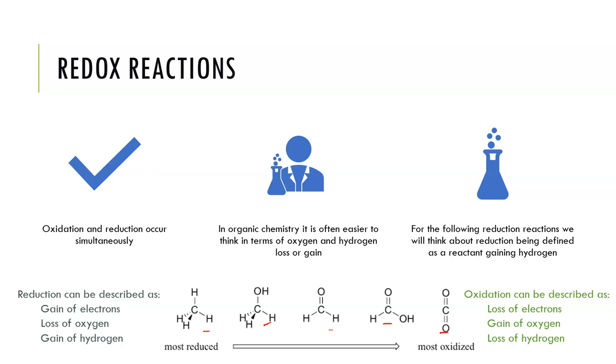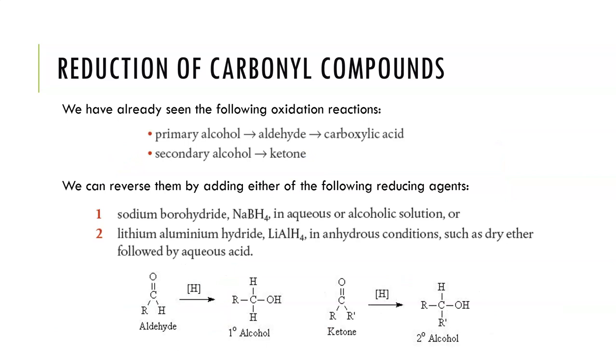For reduction reactions, we think about reduction being defined as the reactant gaining hydrogen. If we go back this way, we've added two hydrogens here, so the reduced form of carbon dioxide is the carboxylic acid. All the way back to the fully reduced form would be methane. So if it's got more hydrogens on it, we consider it to be reduced. That means we can reverse the oxidation process of alcohols and reduce them in turn.